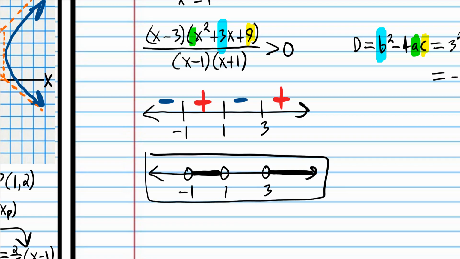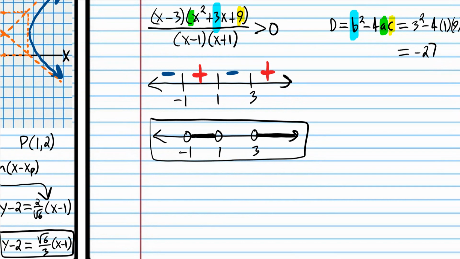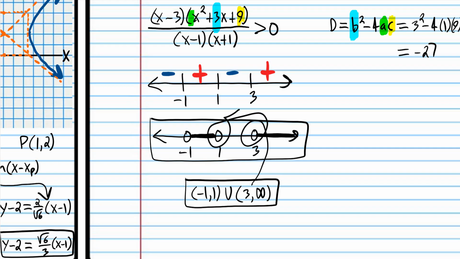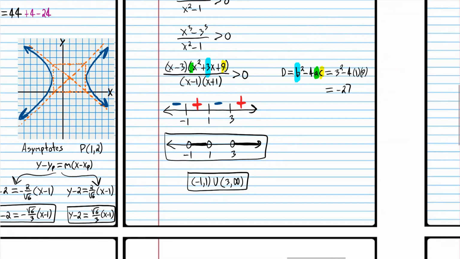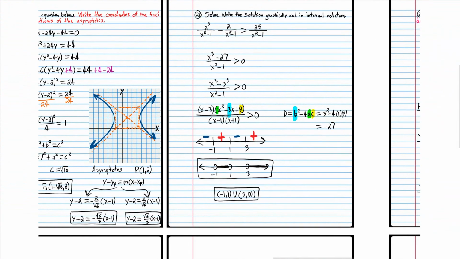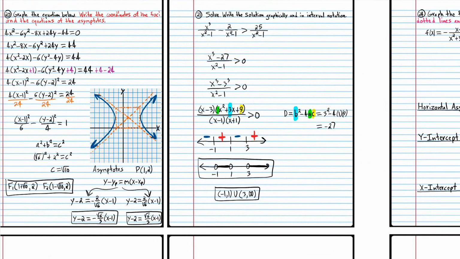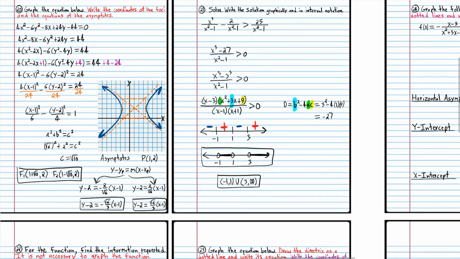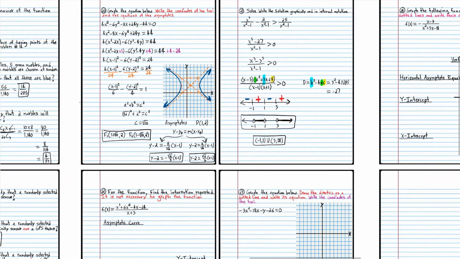That's the graphical solution. Now in interval notation, the solution is (-1, 1) union (3, infinity). The reason we draw parentheses and not brackets is because, again, we have open dots. The inequality symbol doesn't say greater than or equal to. It just says greater than. So there you go. All right. So if you got that right, perfect.